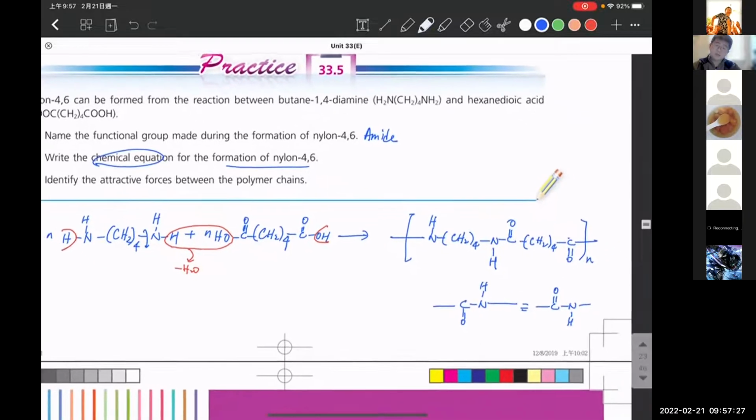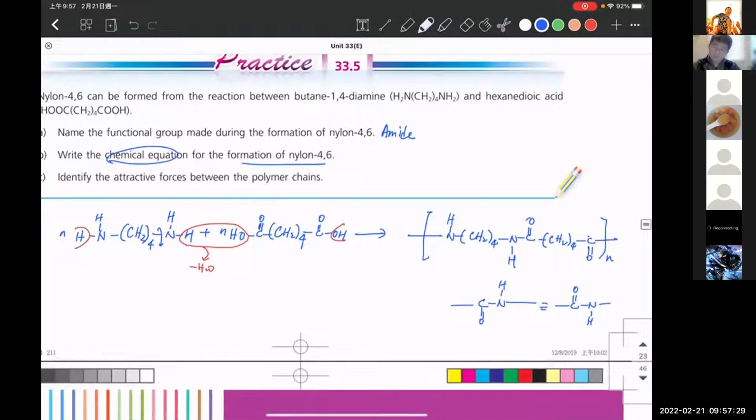Okay. What is left behind? Water. So we have got 2n minus 1. Water is formed. Do you understand? Now, you need more practice on drawing the structure of the repeating unit.